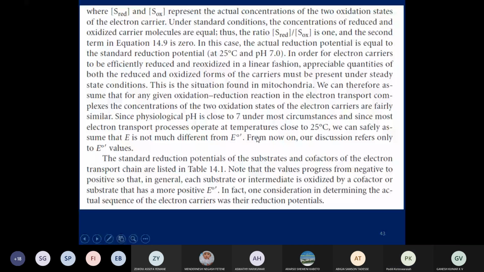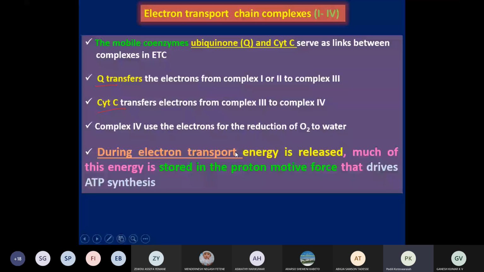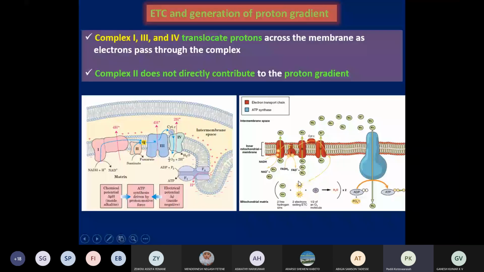As I already said, in the electron transport chain, finally oxygen undergoes tetravalent reduction to water. During this electron transport process, energy is released, and much of this energy is utilized to drive protons across the membrane. As a result, the proton motive force is developed. That proton motive force drives the ATP synthesis. You can see here that complex 1, complex 3 and complex 4, all these three complexes, are involved in translocating protons from the matrix to the intermembrane space.